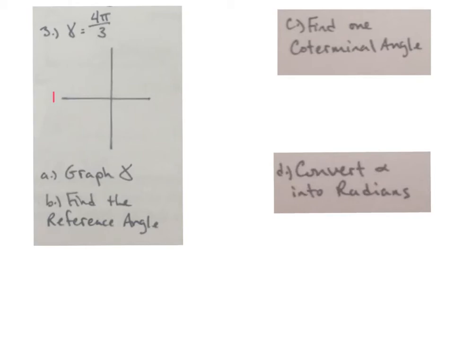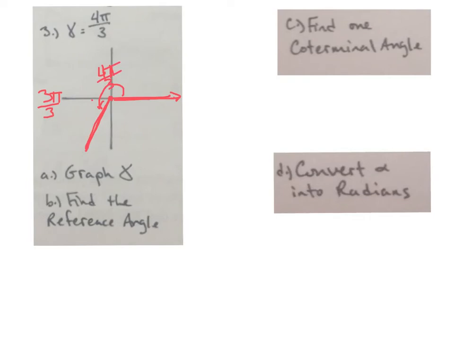I know that pi gets us out to here. So once again, we're going to put it in standard position, which means our initial side has to be the positive x-axis. And I'm going to rotate my angle past pi, because pi would be 3 pi over 3, and I need to get to 4 pi over 3, so I'm going to go another pi over 3. So if we wrap it all the way around here, that would give us 4 pi over 3.